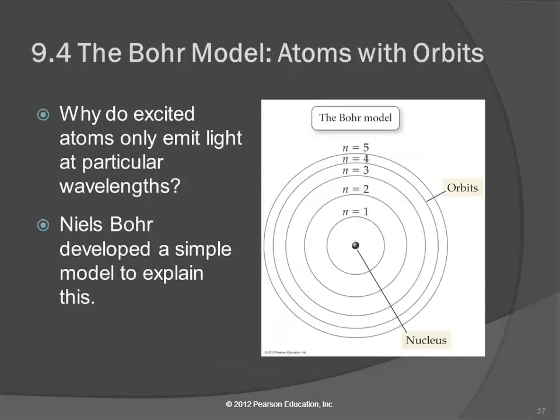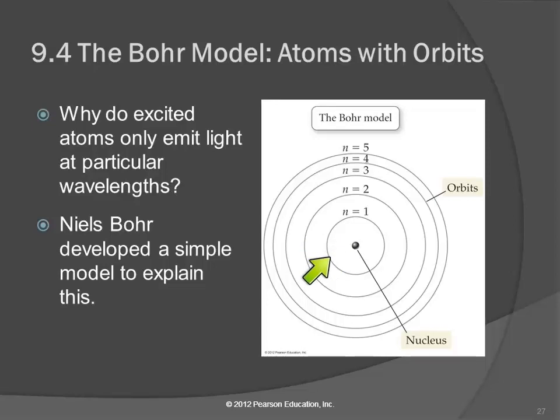Well, Niels Bohr developed a simple model to explain this. The question they were interested in is, why do excited atoms only emit light at particular wavelengths? So this is what his model looks like, and it kind of resembles the solar system. Here you have the nucleus, that's where all the protons and neutrons are, in the center of the atom, and then around them, going in orbits, are the electrons. So the electrons are like the planets, and in the center is like the sun. That's the nucleus of the atom.